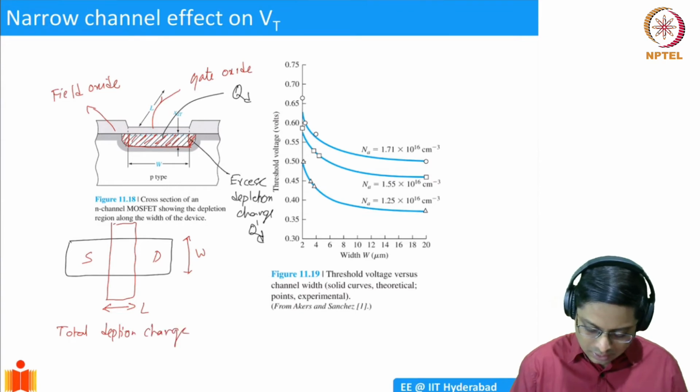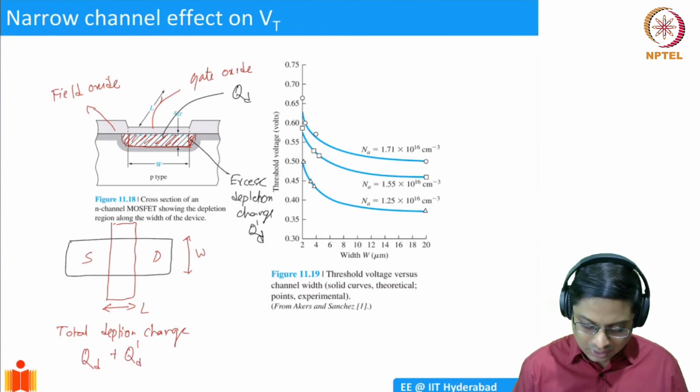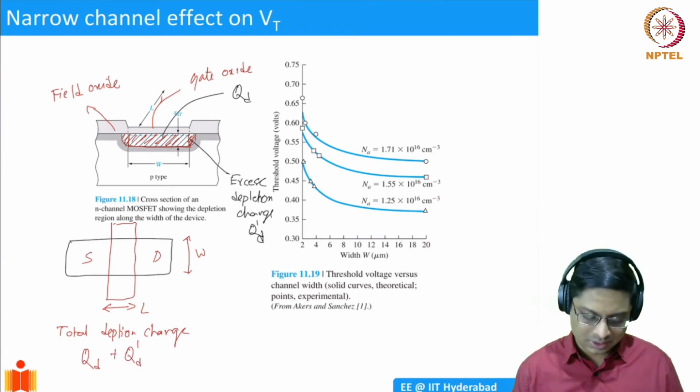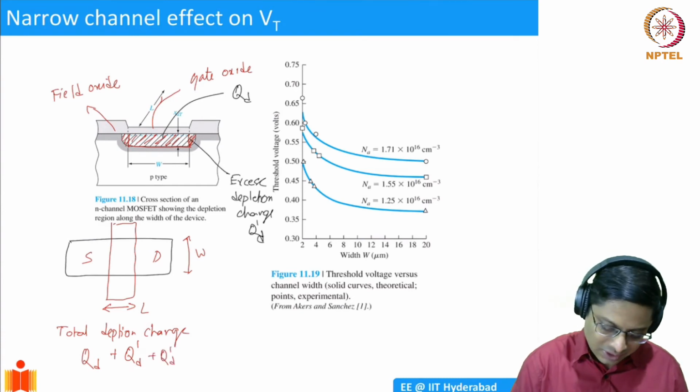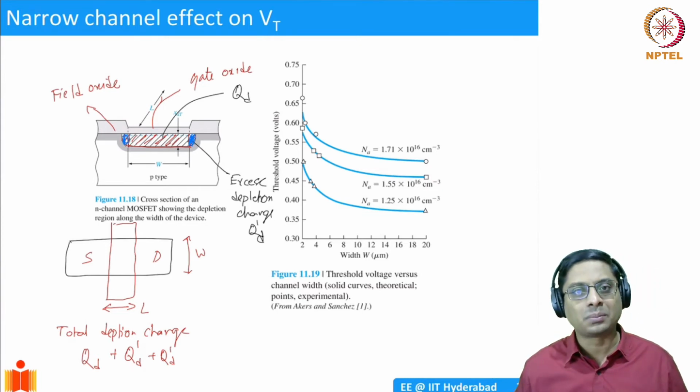This is going to be QD, which is under the gate, plus QD prime under one side of the transistor, and another side of the transistor, another QD prime. So these are additional regions, right? This excess region that I'm putting in dark blue here is the additional QD that you have to support under the field oxide.